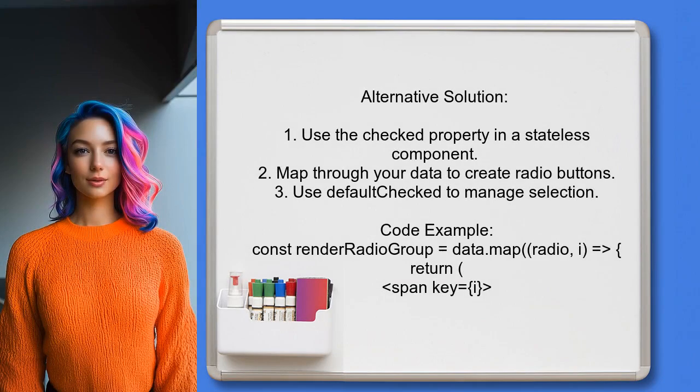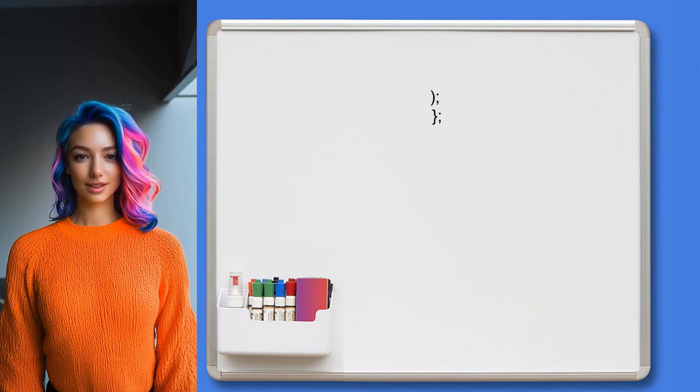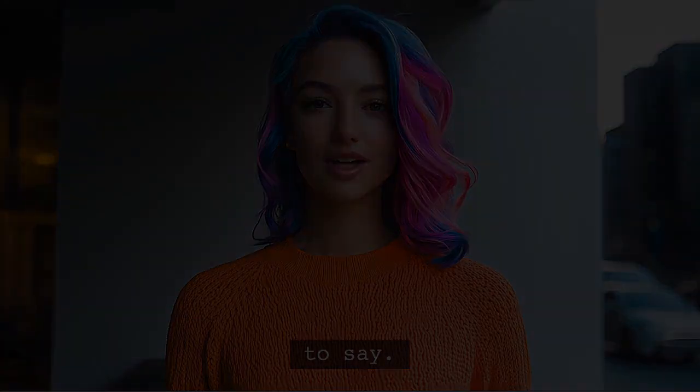An alternative approach shared by another user involves using the checked property in a stateless component. They suggest mapping through your data to create radio buttons and using the default checked prop to manage which radio button is selected. That's all for that response. Let's see what someone else had to say.